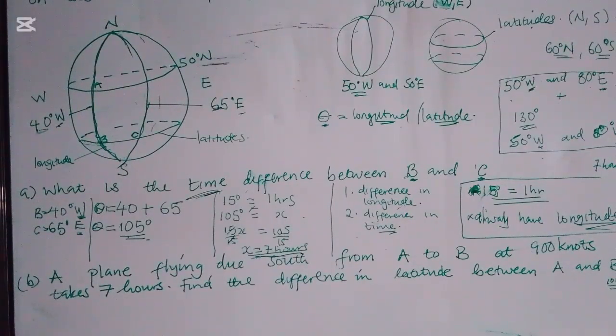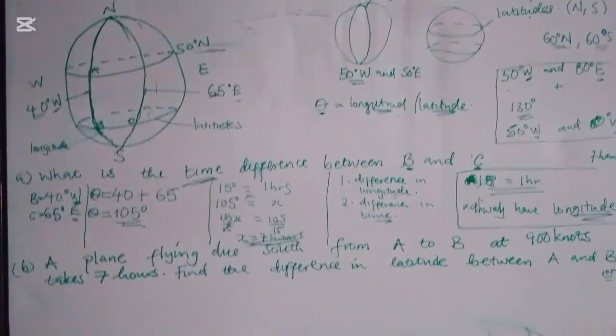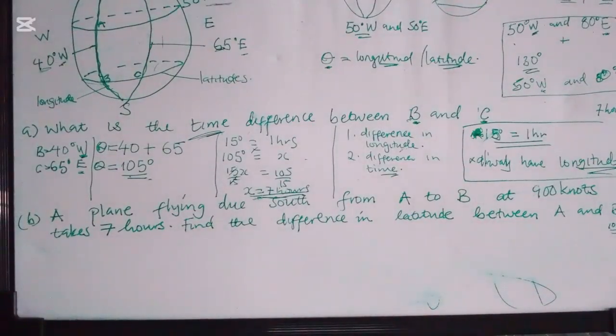So moving on to our second question, which is saying a plane flying due south from A to B at 900 knots takes 7 hours. Find the difference in latitude between A and B. So again, this question is asking us now to calculate the difference in latitude.